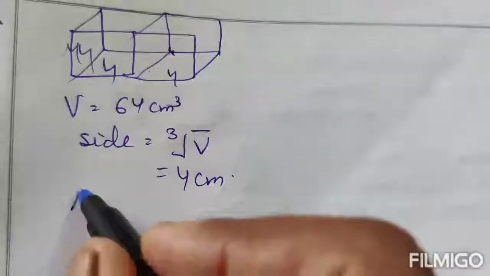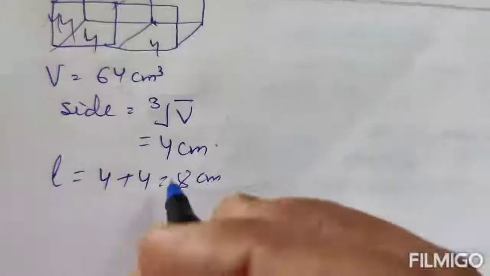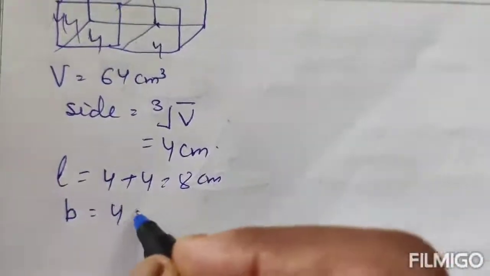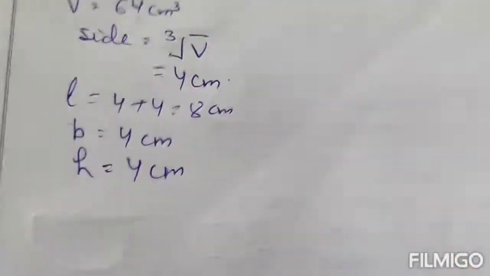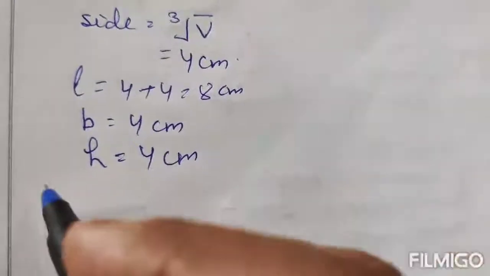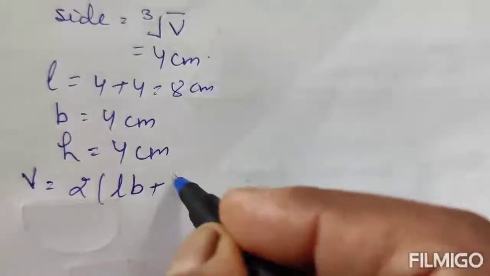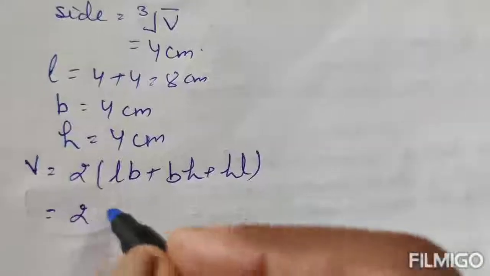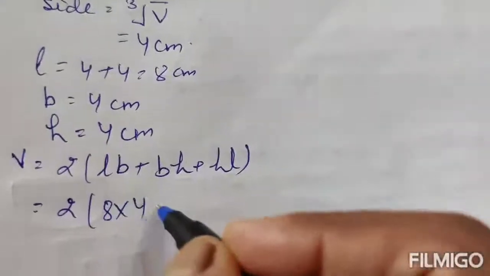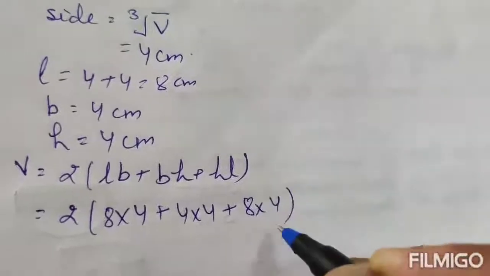Length, breadth, height, all are 4. The length of the cuboid is 4 plus 4 equal to 8 centimeter. And breadth equal to 4 centimeter and height equal to 4. Height and breadth remain the same, and the TSA of the cuboid is 2 times, the formula is LB plus BH plus HL. Put the value: 8 into 4 plus 4 into 4 plus 8 into 4, and solve this.